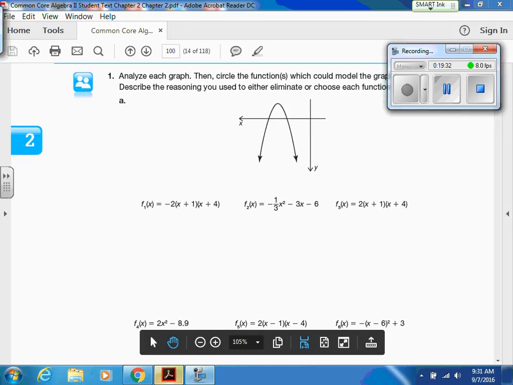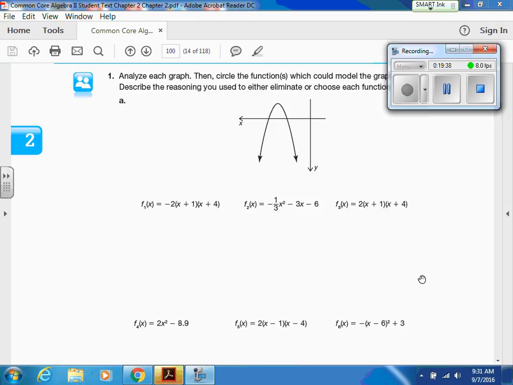Right? All right. So the directions say analyze each graph, then circle the function or functions which could model the graph. Describe the reasoning you use to either eliminate or choose each function. So even if you don't circle it, you have to explain why you're not circling it. Okay? So let's talk about this one for a second. You can automatically get rid of some.